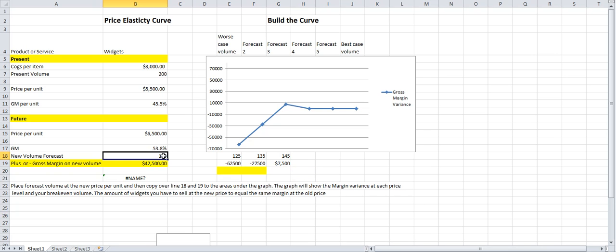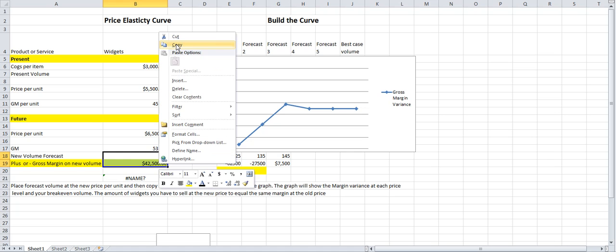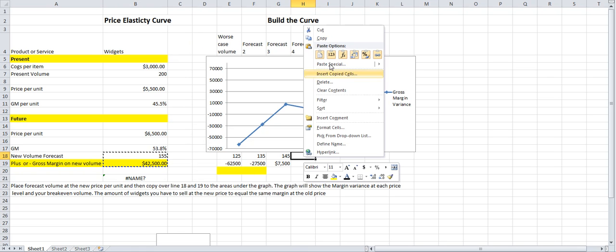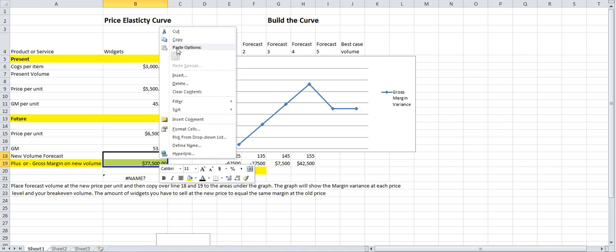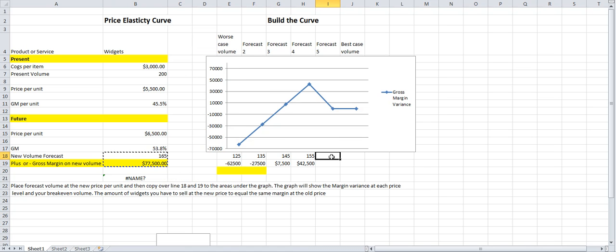155. You just copy these, paste them over here on this chart, and all of a sudden, here's your break-even line. You start seeing the effect that different what-ifs could have on this particular product line and its pricing. So you can see, it's a simple process.